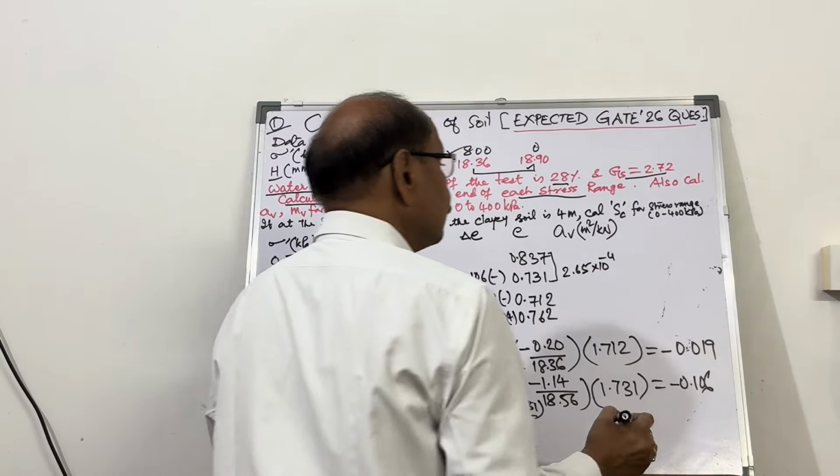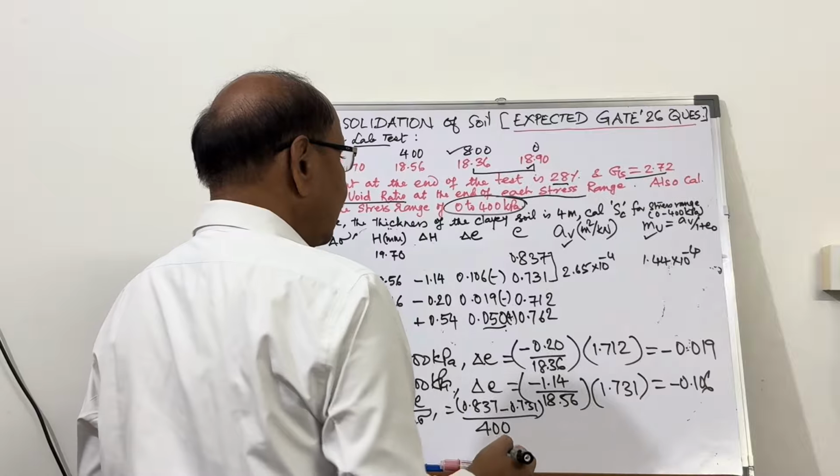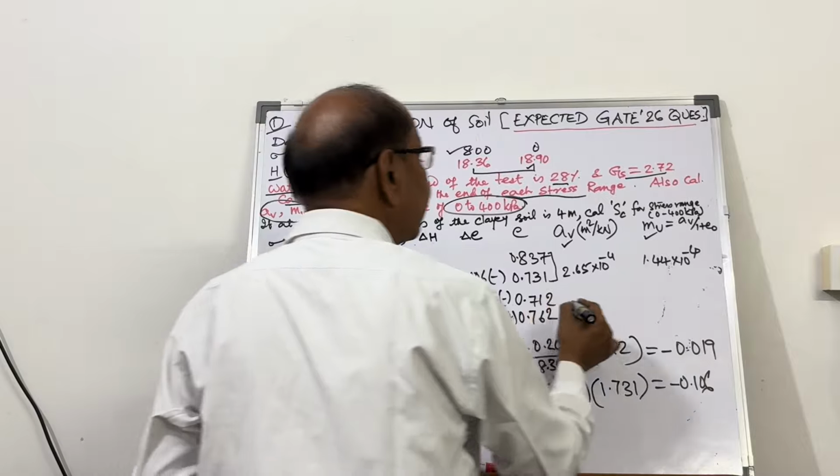And its unit will also be meter square per kilonewton. So you have been able to calculate av, you have been able to calculate mv also. So av and mv can be calculated for the stress range of 0 to 400. So this problem can be easily attempted by change in void ratio method.